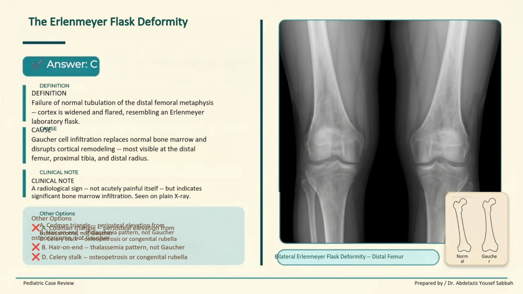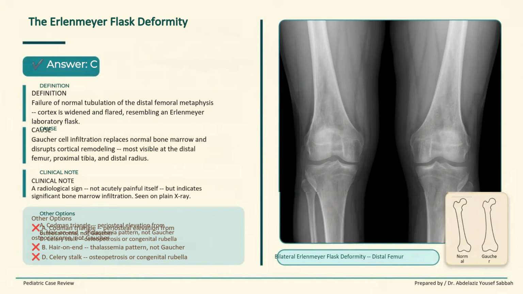This deformity is a failure of normal tubulation of the distal femoral metaphysis. The cortex is widened and flared so that the shape resembles an Erlenmeyer laboratory flask. It is caused by Gaucher cell infiltration replacing the normal bone marrow and disrupting cortical remodeling. It is most visible at the distal femur, the proximal tibia, and the distal radius.